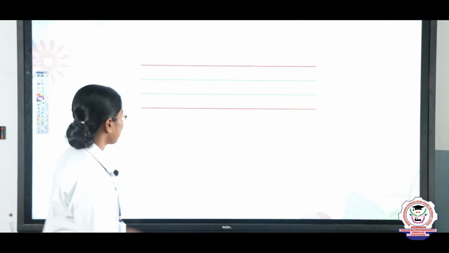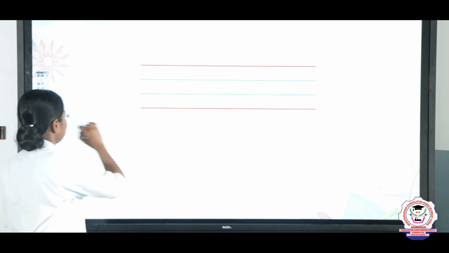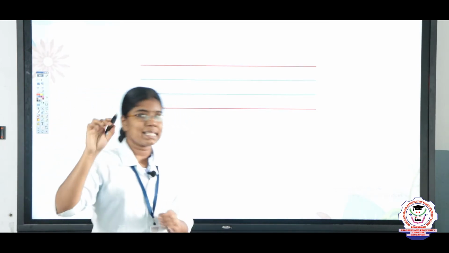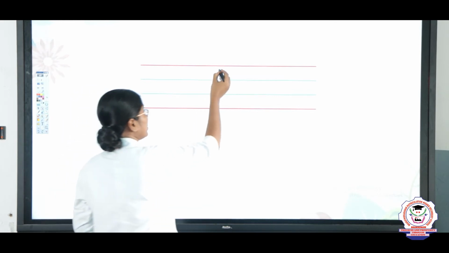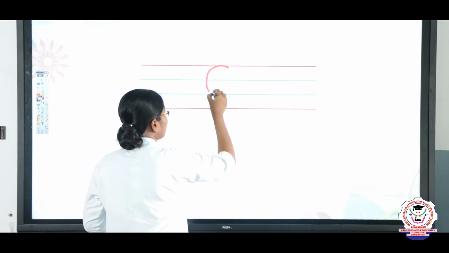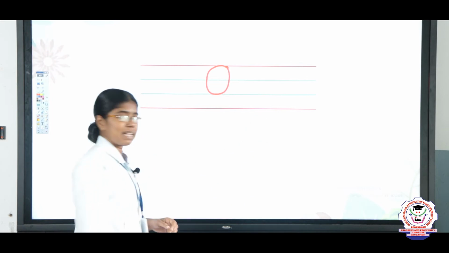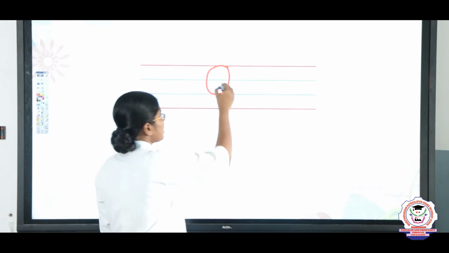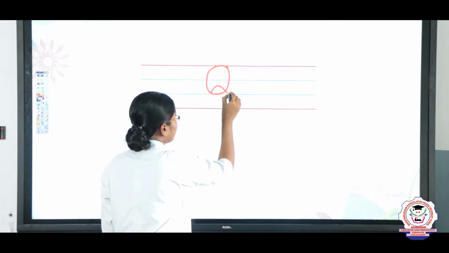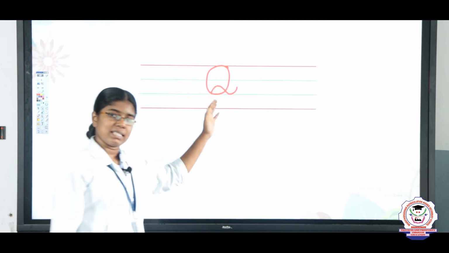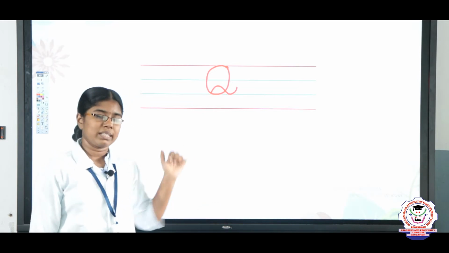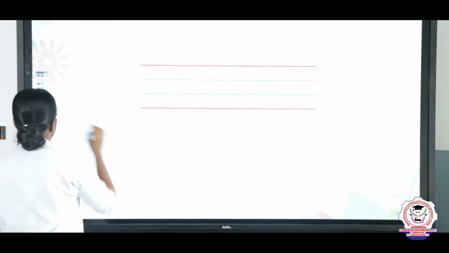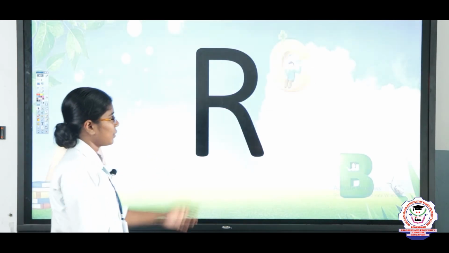See here, let's write the letter Q here. Okay, for that first we are going to draw a circle. First what did we do? Circle. Okay, join the top three lines and then make a circle like this. Okay, inside the circle, see here, you have to draw like this. This is the letter Q. What letter children? Yes, Q. Very good.